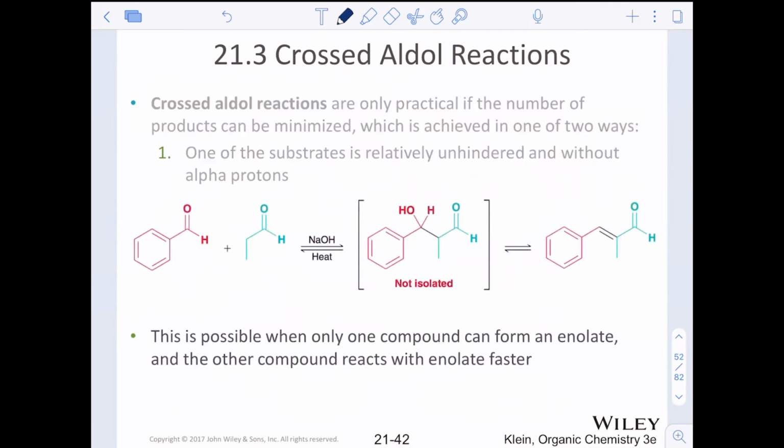So the only compound that can form an enolate is at this position. We would see that enolate form and then attack. Again, here's another one, attacking another aldehyde that does not have the ability to form an enolate. That can either be formaldehyde or it can be benzaldehyde here, where the alpha position is not valid because there are no hydrogens there.